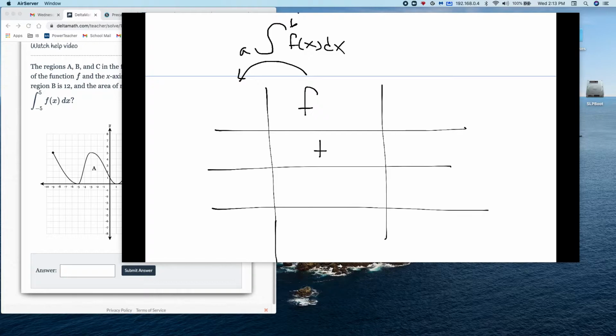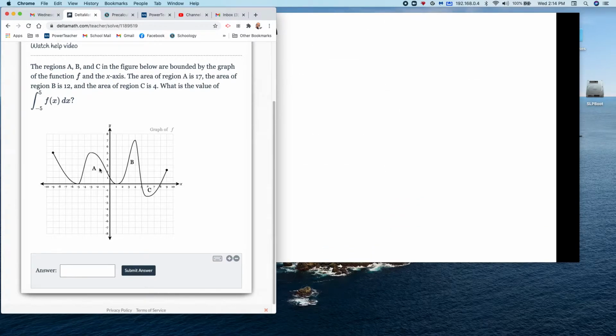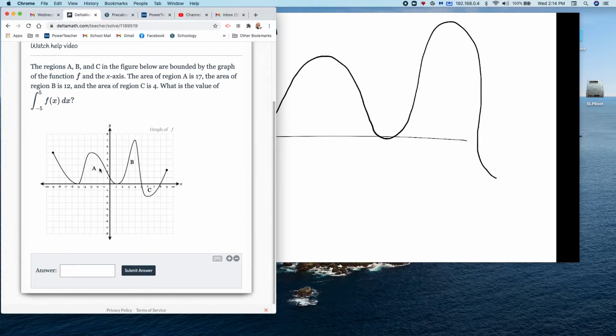And so when f is positive, we have an increase in the integral. When f is negative, we have a decrease in the integral when we're reading it from the left to the right. So on this particular problem, notice you have 17 right here. If I drew this problem out, just generically, I'll do my best to draw what's listed there. It kind of comes down, goes up, down, back up, and down, something like this, where you've got A, B, and C.